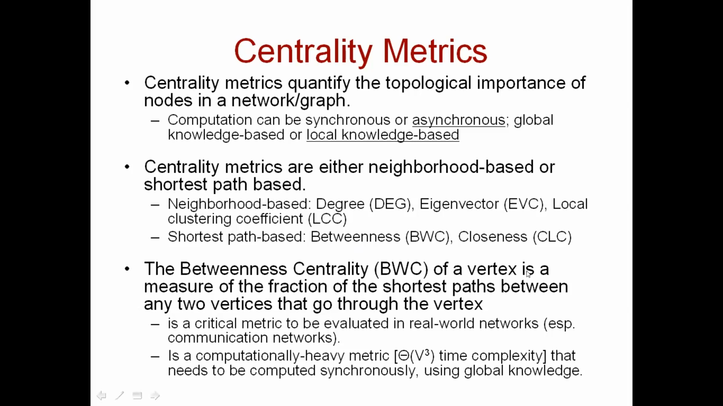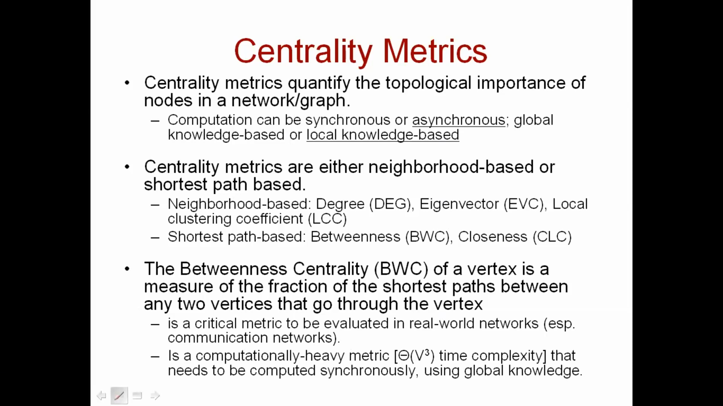One metric that is very important and widely used for different applications is betweenness centrality. It's a measure of the fraction of the shortest paths between any two vertices that go through a vertex. So it's very critical for communication networks. You want to find which router is going to be more overloaded and so on. But it's a very computationally heavy metric. Its computation is synchronous as well as requires global knowledge.